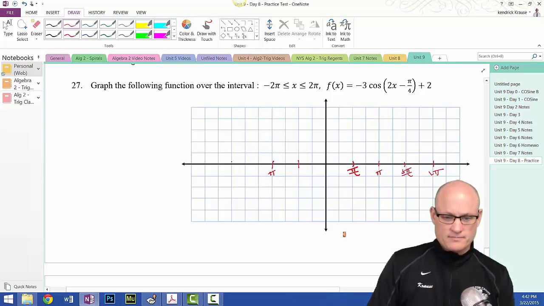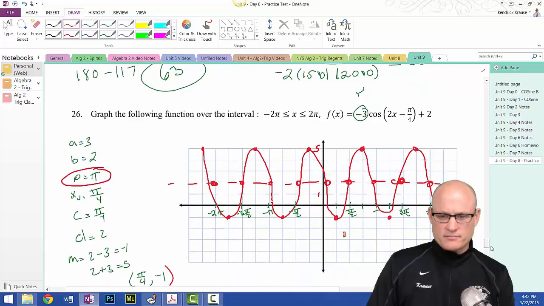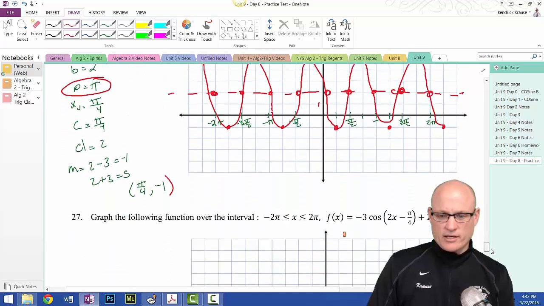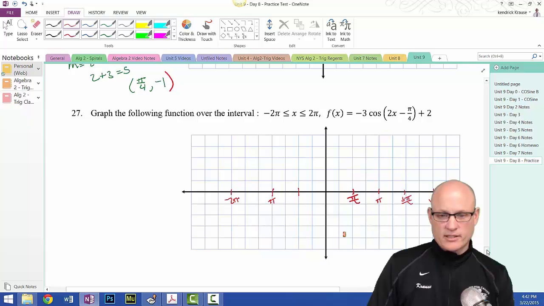Pi. Negative 2 pi. I wonder why I picked both of these to be negative. Oh, they're the exact same thing. I didn't change anything. Oh my God. So I'm going to change this right now.